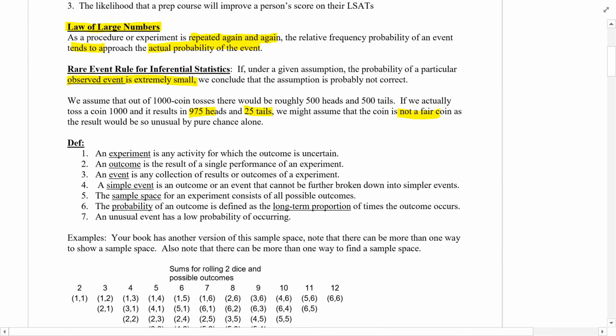So these are some definitions of terms in this chapter. I would suggest you pause the video and read them over.